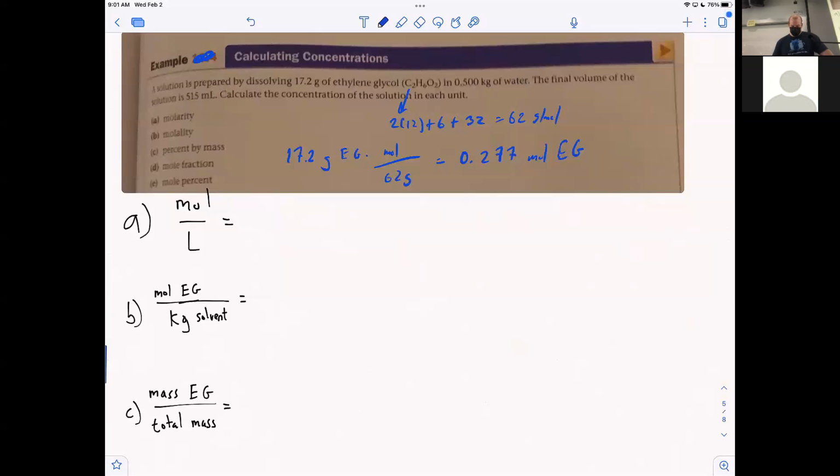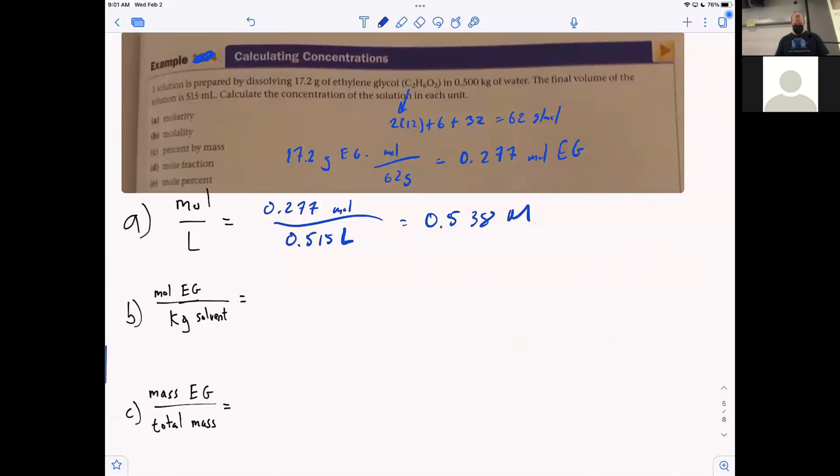So molarity is moles per liter. So it's going to be 0.277 moles and liter. Does it bother you if I just put 0.515 liters? 515 milliliters is 0.515 liters. And that then becomes 0.538 molar.